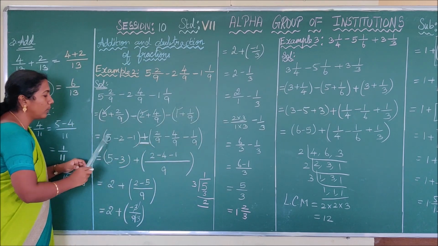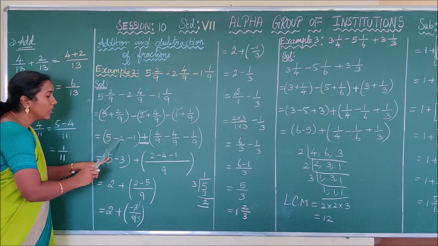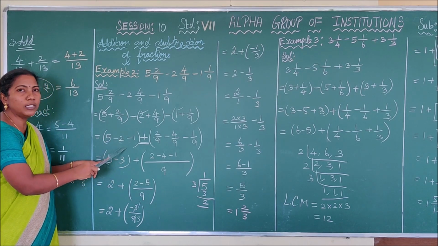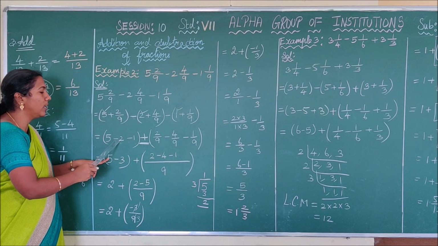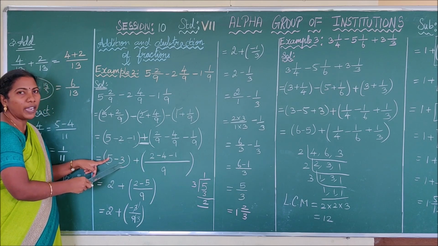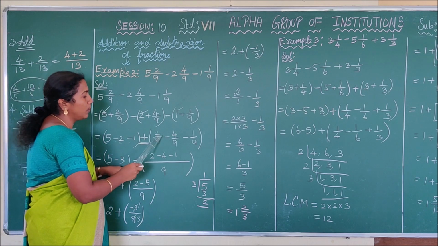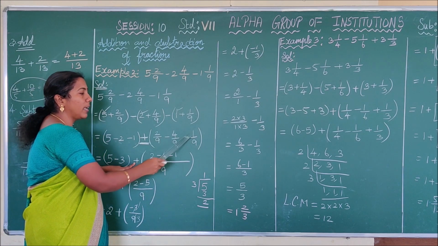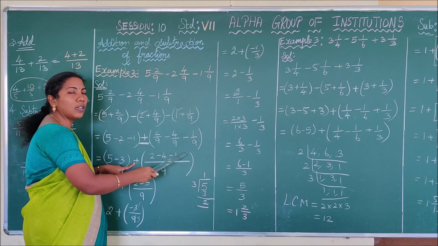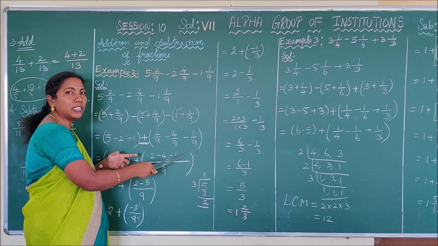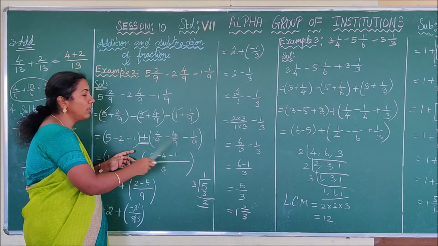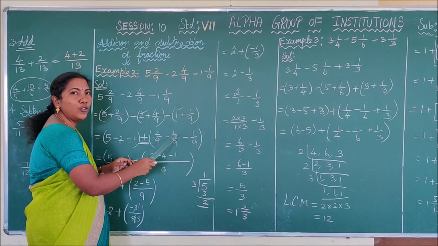Now you have to evaluate this bracket. 5. Given integers are in same symbol means we can add the integers. So minus 2 minus 1, your answer is minus 3. 5 minus 3, what is your answer? 2. See the next fraction part. 2 by 9 minus 4 by 9 minus 1 by 9. Denominators are same. Denominators are same means we can say it as like fraction. So we can easily evaluate the numerators now.